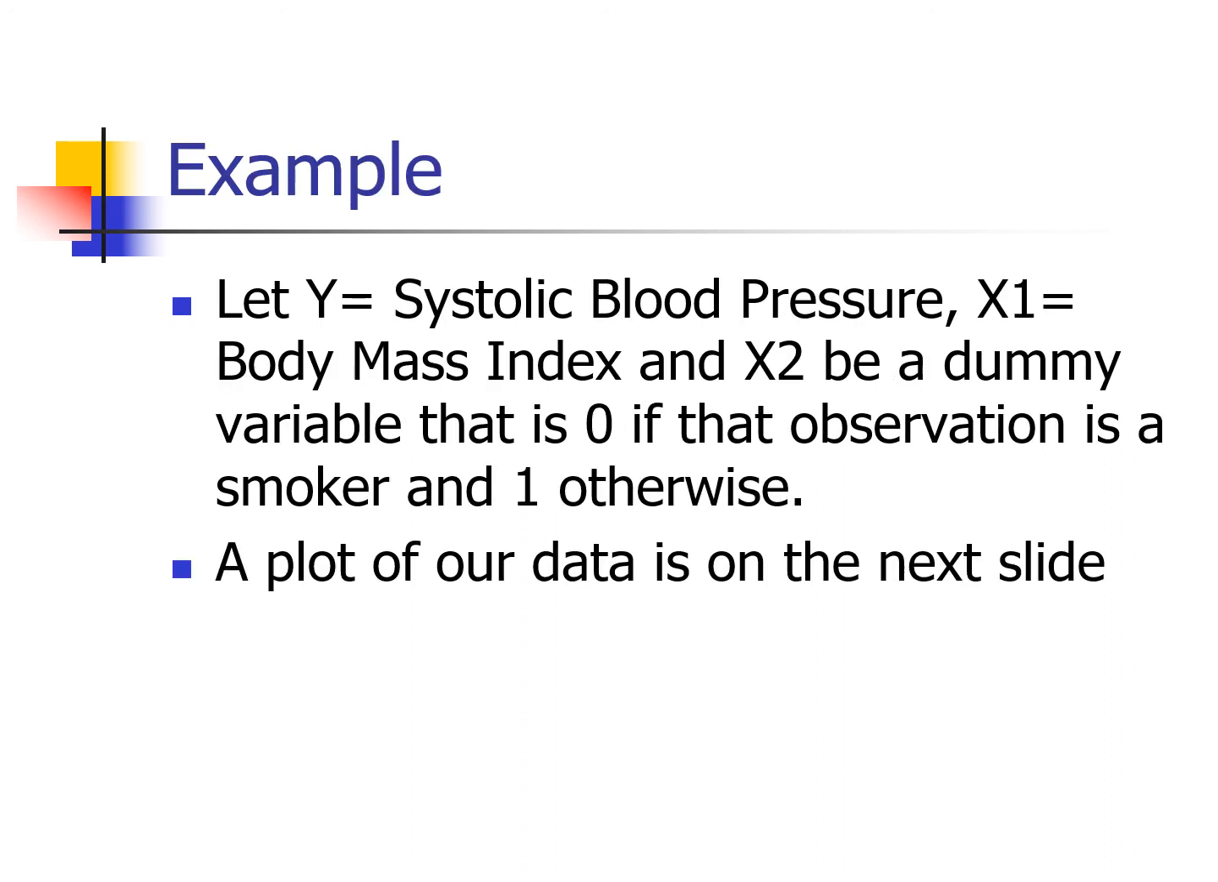All right, one last final example. Let's say that Y is systolic blood pressure. X1 is body mass index, right? So BMI, some sort of measurement of our overall fattiness. And X2 is a dummy variable. It's 0 if you're a smoker, 1 if you're not. Okay. So a plot of our data is right here.